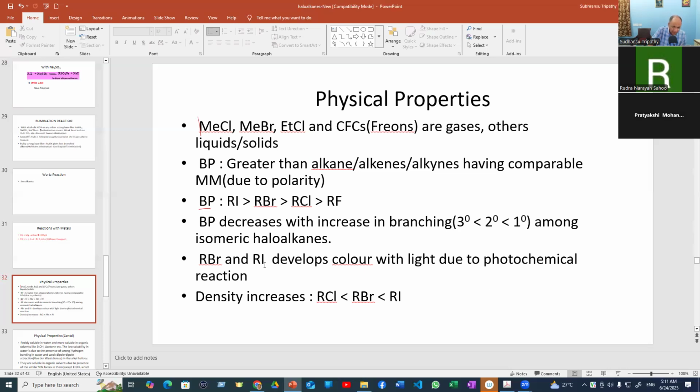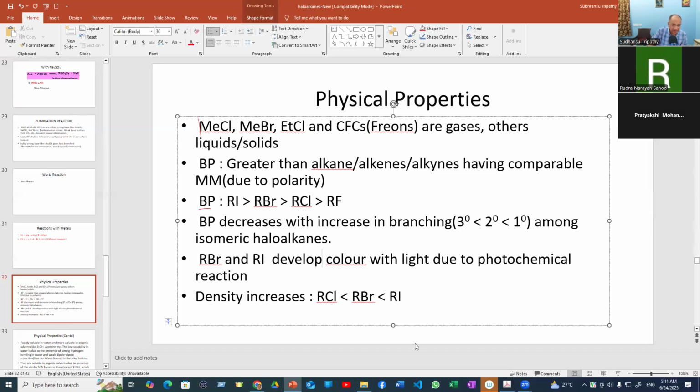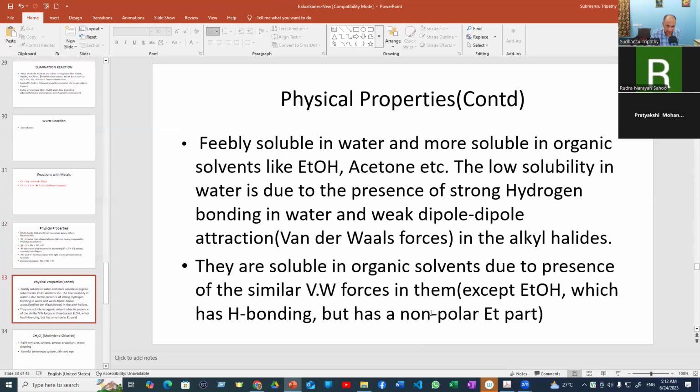RBr and RI are the two which develop color with light due to photochemical reaction. They decompose to produce iodine and bromine respectively. Iodine and bromine are colored substances, so they produce color. Density increases because of the increase in size and atomic mass. The density also increases from RCl to RBr to RI.